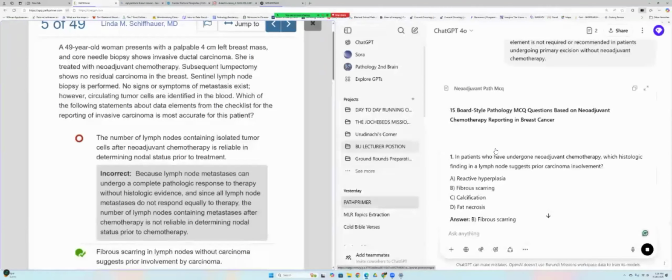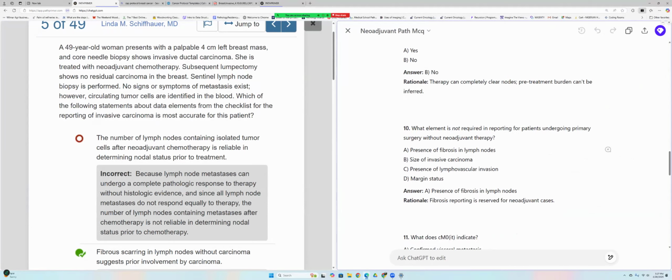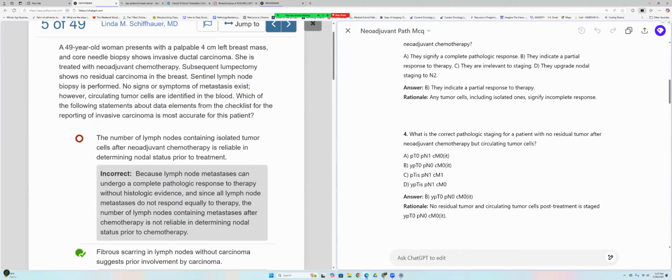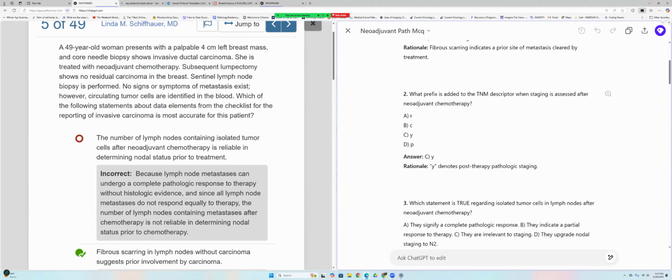Let's look at the questions now. In patients who have undergone adjuvant chemotherapy, which histologic finding in the lymph node suggests prior carcinoma involvement? Fibrous scarring. Yes, fibrous scarring. Question number 2. What prefix is added to the TNM descriptor when staging is assessed after neoadjuvant chemotherapy?